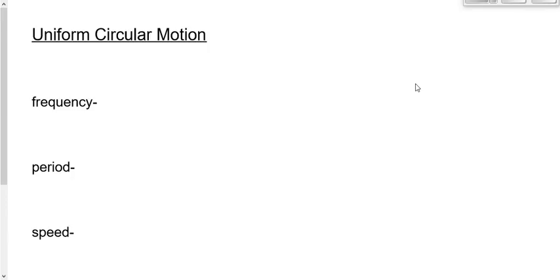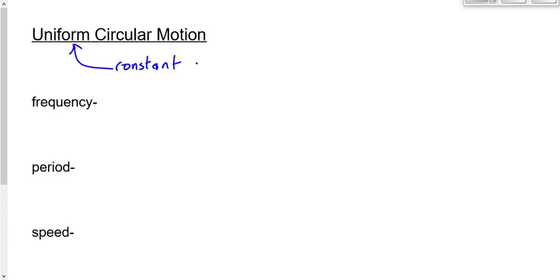The new unit that we're going to start today is called uniform circular motion. You can imagine what circular motion means. I've got keys on the end of a lanyard right now. I swing them around my head. The keys are going in circular motion, right? They're going in a circle. An object moving in a circle, that's circular motion. Uniform circular motion means circular motion, or an object going in a circle, at a constant speed.